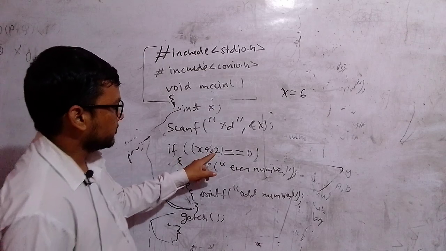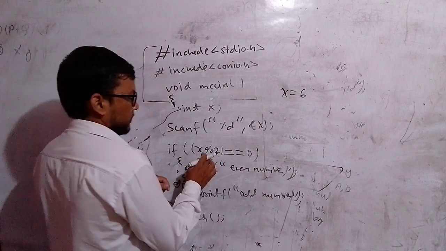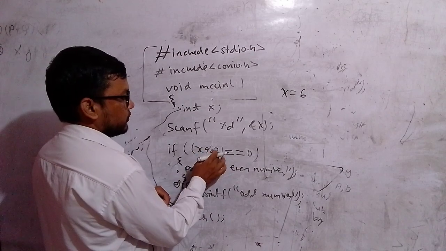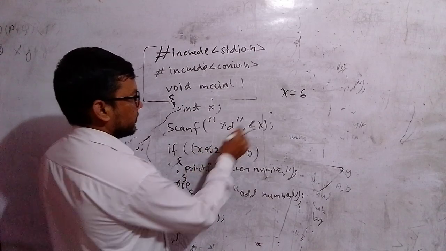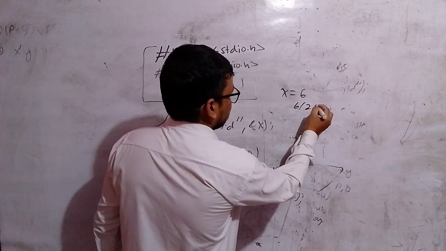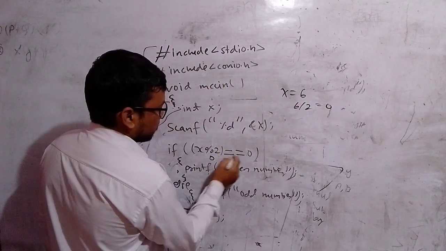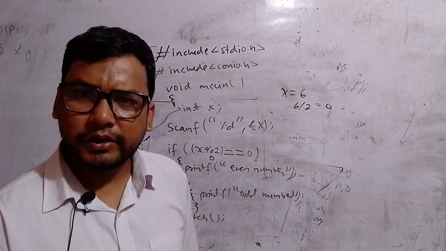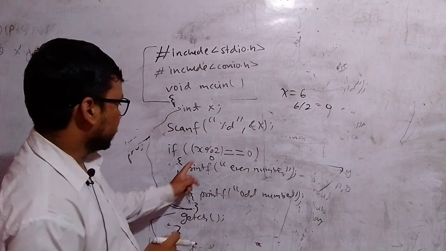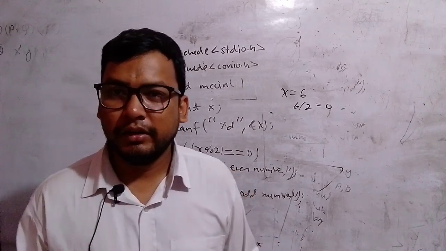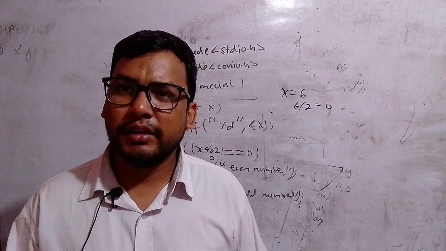And we need to check x modulus 2. This gives the remainder of 6 division by 2. That means 6 by 2 gives remainder 0. And 0 equal to 0 is true. At that time, this statement will be executed, and it displays even number. That means 6 is an even number.